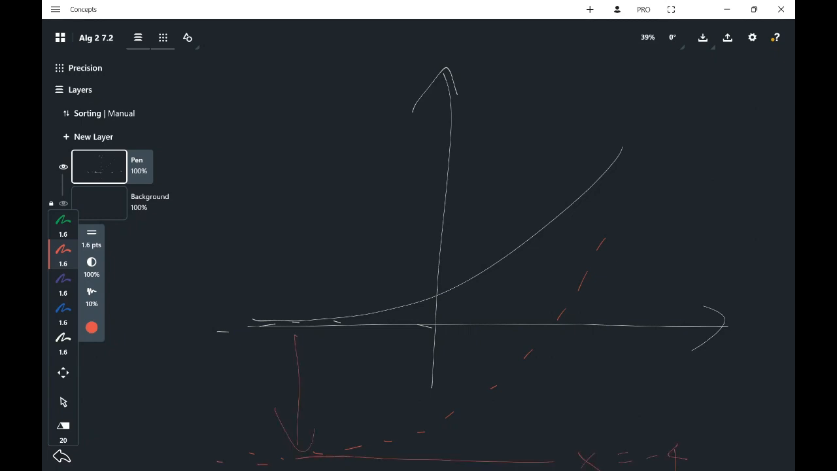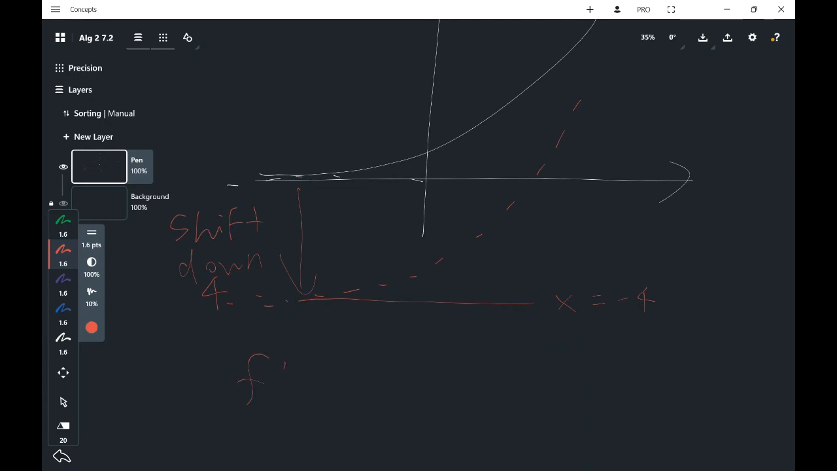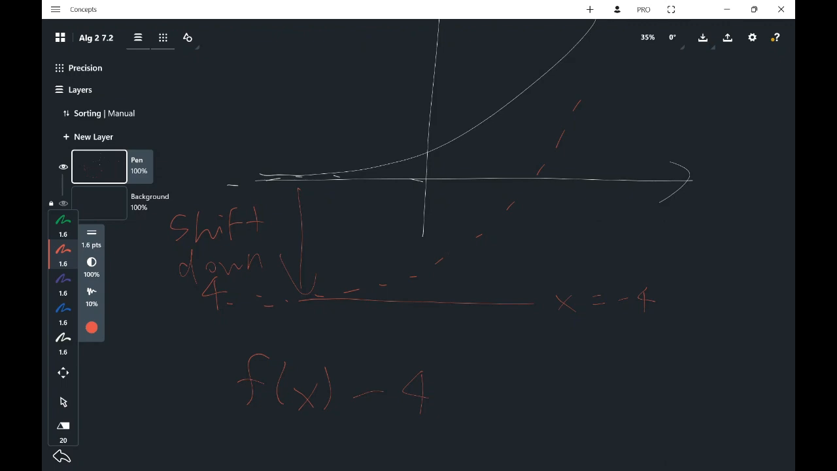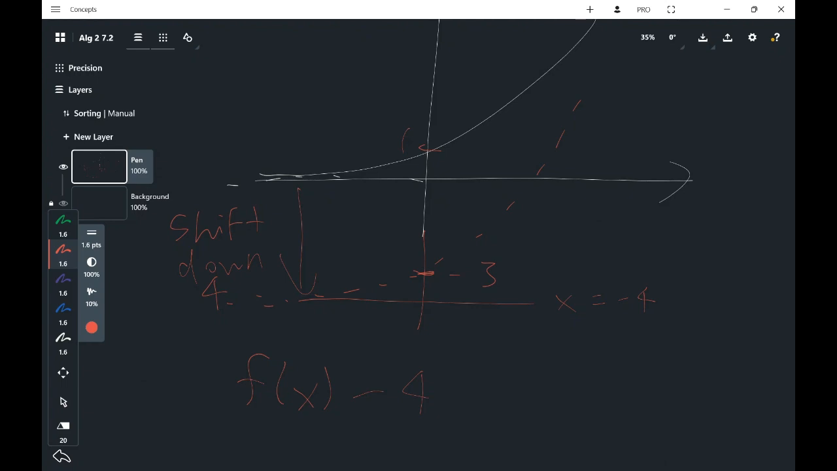That means we need to shift this down by 4. So we shift it down 4 units, and that initial shift down is going to look like this. It's a -4 outside the function. But there's a problem. If we shift it down, that means our new y-intercept is -3, because this y-intercept up here is 1, but they want the y-intercept to actually be +4 up here. So it's a shift down, but then we have to do some other stuff.